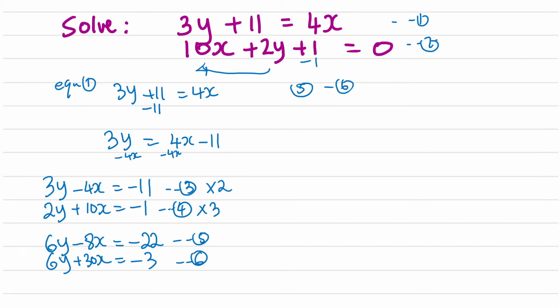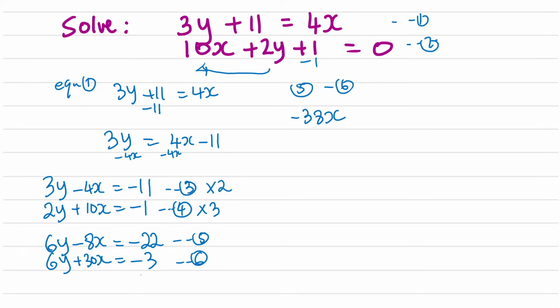So 6y take away 6y, that's 0. Negative 8x take away positive 30x. So that becomes negative 8 take away 30. That's going to be negative 38x. Okay, so we're going to take away, become negative 38x. And this one, negative 22, take away negative 3.